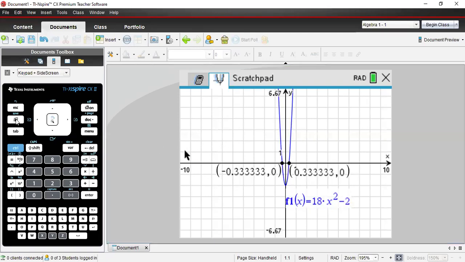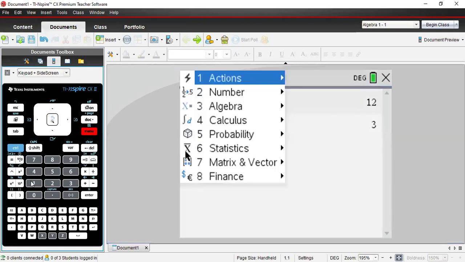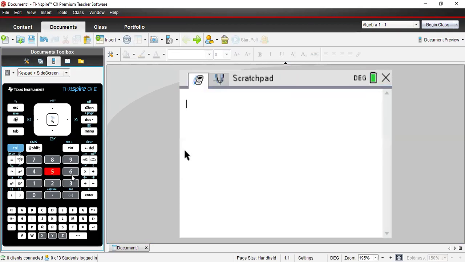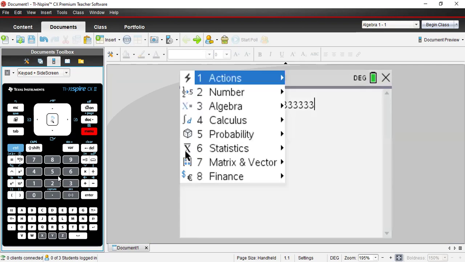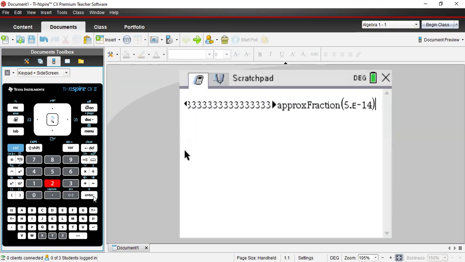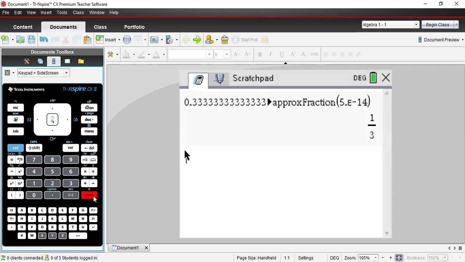So I'm going to go here. Let me get rid of this, menu 15, and then I'm going to put in 0.3333. Even though that one didn't have a bunch of 3s, it's going on forever, so just put in maybe 15 3s, and then I'm going to do menu 22. And it's telling me that the fraction is 1/3. So it's going to be x equals negative 1/3, and then x equals positive 1/3.